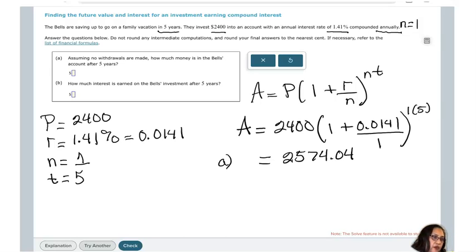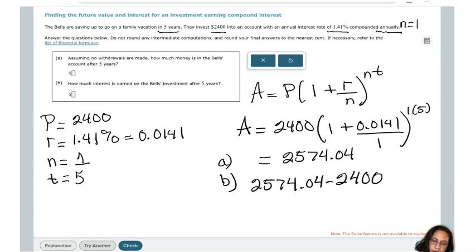And then to answer part B, we just take what we earned and subtract it from the principal amount, and that is equal to 174 and 4 cents.